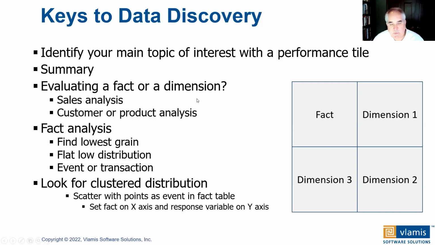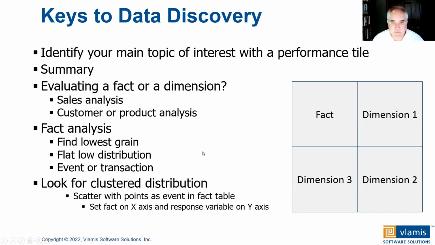We'll start with evaluating a factor dimension. Sometimes it's an example of sales analysis, or we may be doing a customer or product analysis, in which case we need to choose what is the key insight that we want to talk about, or are we just going to name the company or whatever it is as an attribute. In terms of data discovery, you want to find the lowest grain.